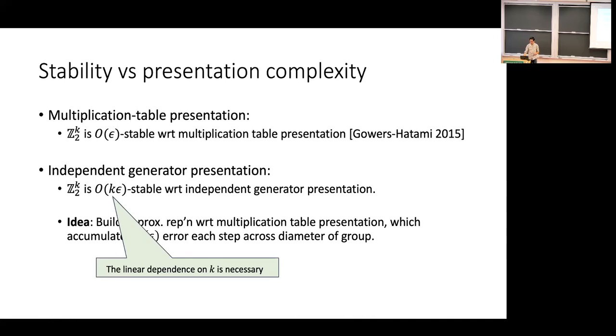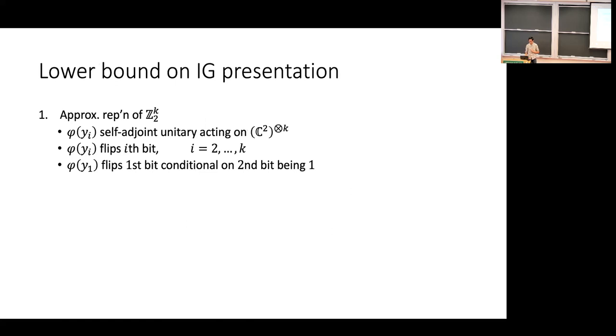Let's quickly see why this linear dependence on k is there. So I'll give you an approximate representation of Z2 to the k with this independent generator presentation. The generators are y1 up to yk. Phi of yi is going to be a self-adjoint unitary acting on the k-fold tensor product of C2. And I'll just describe it informally so we're not mired in notation, but we can think of operationally the unitary that yi gets mapped to.